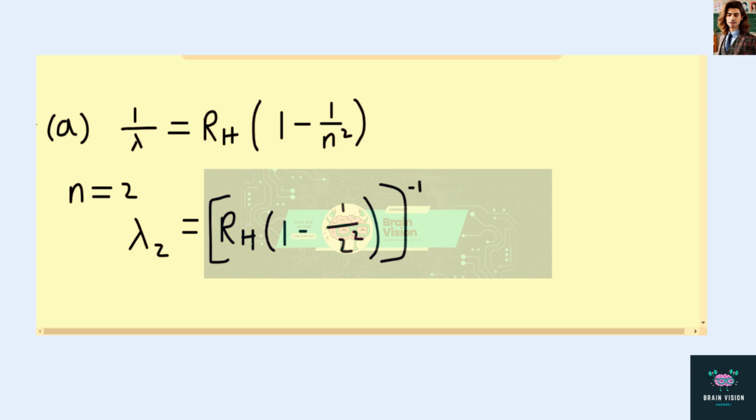Plugging these values into this equation, the Rydberg constant here is equal to 1.097 times 10 to the 7. Carrying out this calculation, we find that the wavelength, when n is equal to 2, is equal to 121.5 times 10 to the -9 meters, or 121.5 nanometers. We can box it in as part of our solution for A.